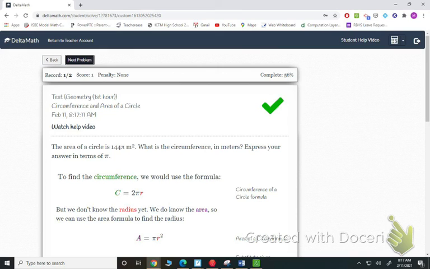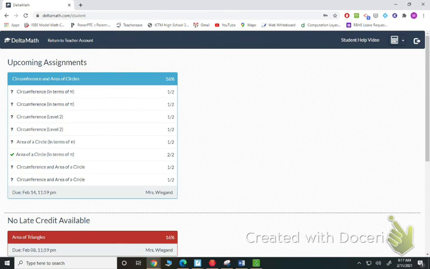So again, all of your problems today in Delta Math, we just went through one of each, are dealing with area and circumference of circles. If you need help, you just need to let me know. Take care.